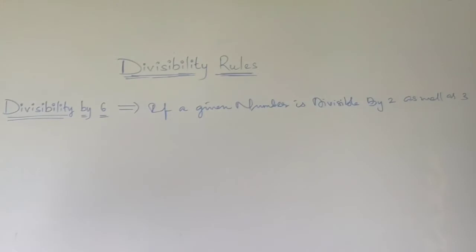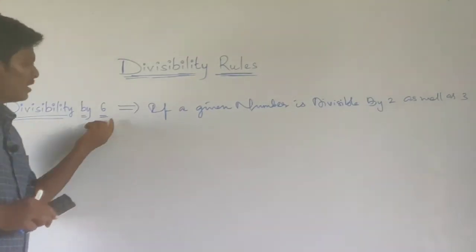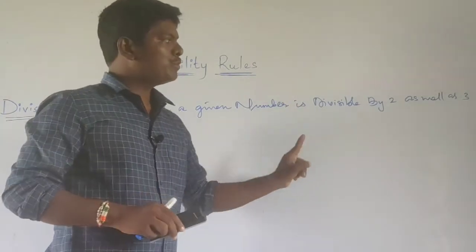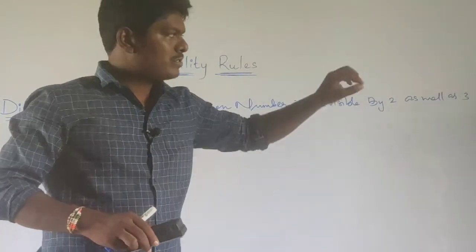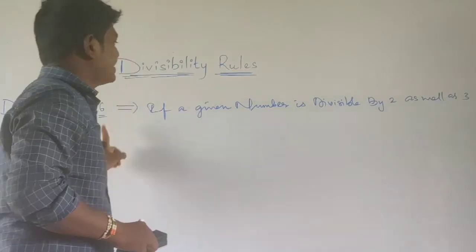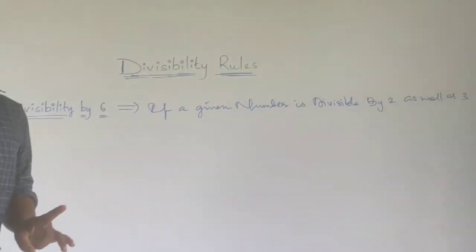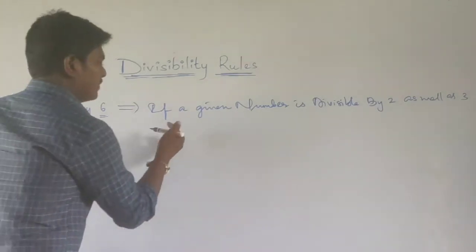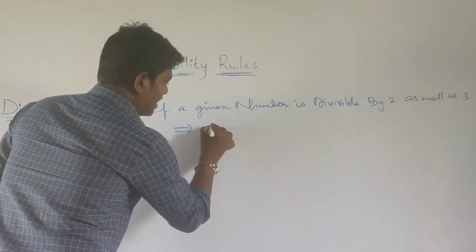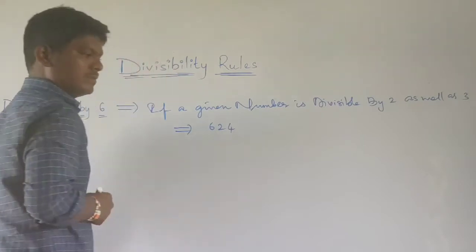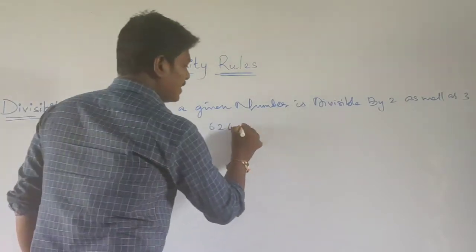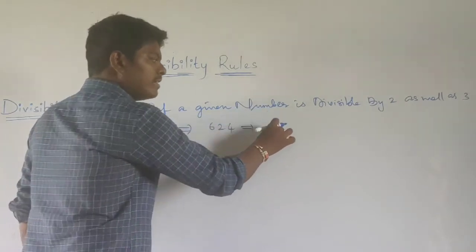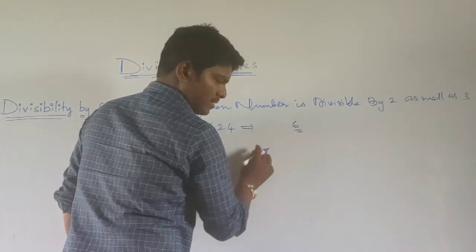Okay, so the divisibility rule of 6. If a given number is divisible by 2 as well as 3, that number will be divisible by 6 with no remainder. So for example, we take 624. We need to check whether 624 is divisible by 6 or not.